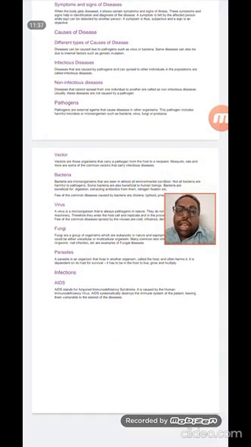Vectors are carriers. For example, in malaria, the carrier of plasmodium, which causes malaria, is the mosquito. So vectors are organisms which carry the pathogens, but they never undergo the disease themselves. We have not heard that mosquitoes got malaria, so they are known as vectors.